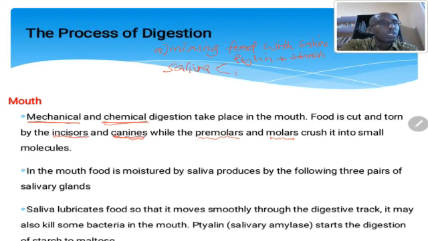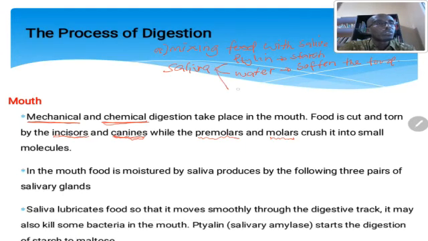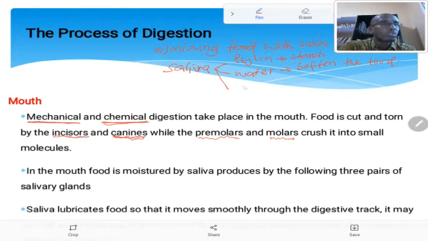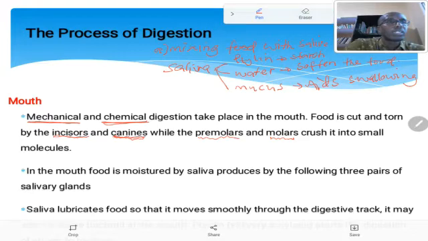Number two, it contains water, which softens the food, so that we can chew it easier. Number three, it contains mucus, which aids swallowing. It helps swallowing, which means it reduces the friction between the food and the gullet.